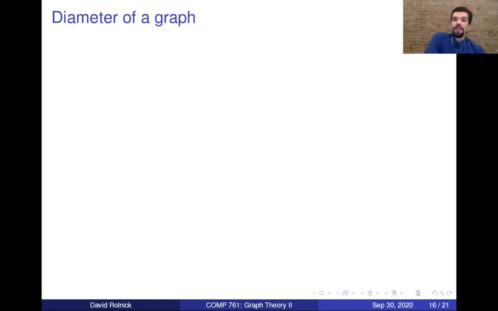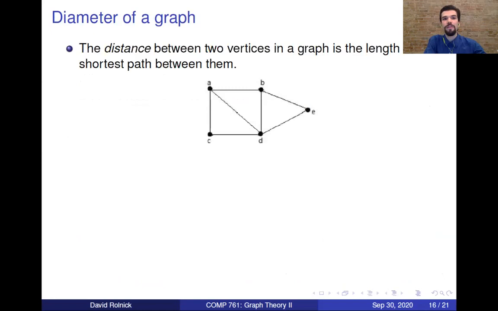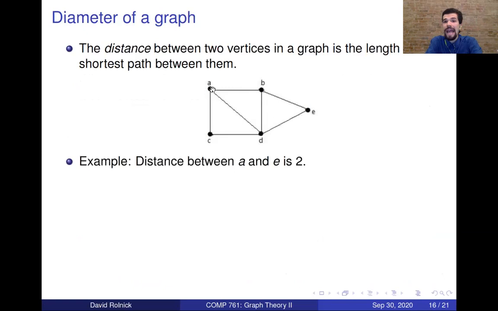So some other things that are related to the adjacency matrix. First, the diameter of a graph. The distance between any two vertices in the graph is defined to be the length of the shortest path between them. So for example, the distance between A and E here is 2, because the shortest path between A and E is length 2. For example, this is a path of length 2 between them. You could also take a path of length 3, but that's not the shortest path.